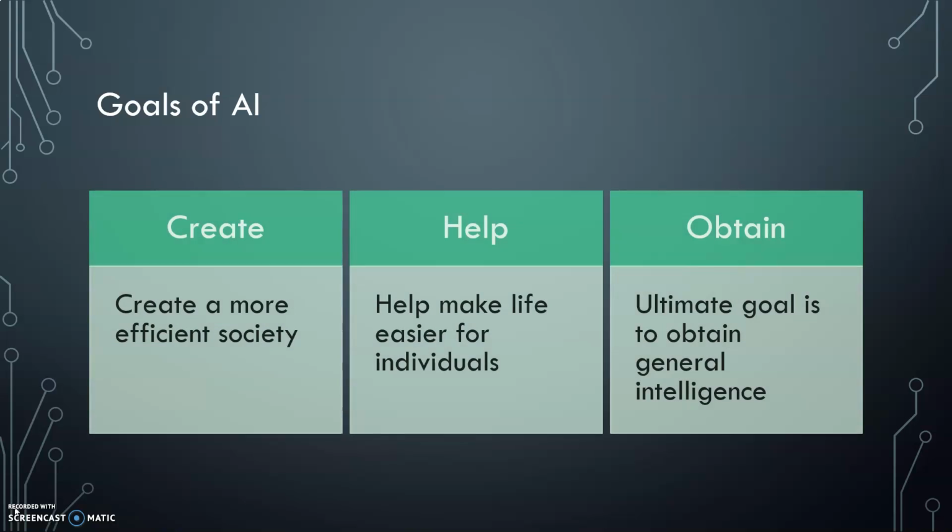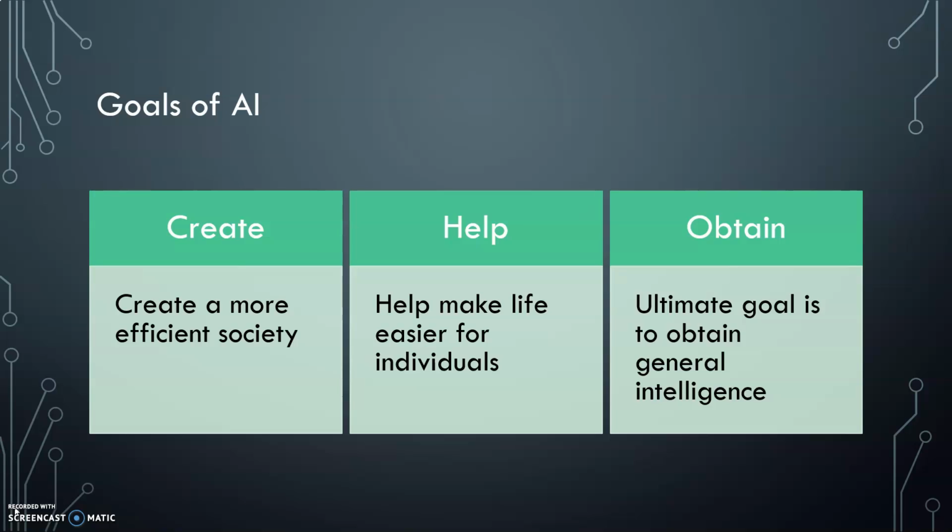So now that we looked at some of the examples, let's look at the goals of AI. And there are three main goals that I want to highlight. The first is to create a more efficient society for everyone. AI helps humans become more productive and organized, which ultimately helps maximize the efficiency of our lives. Additionally, another goal is to help make life easier for individuals. In many instances, AI eliminates several steps that we need to achieve a certain goal, so to say. And ultimately, having a computer program do things for us makes our daily lives much easier.